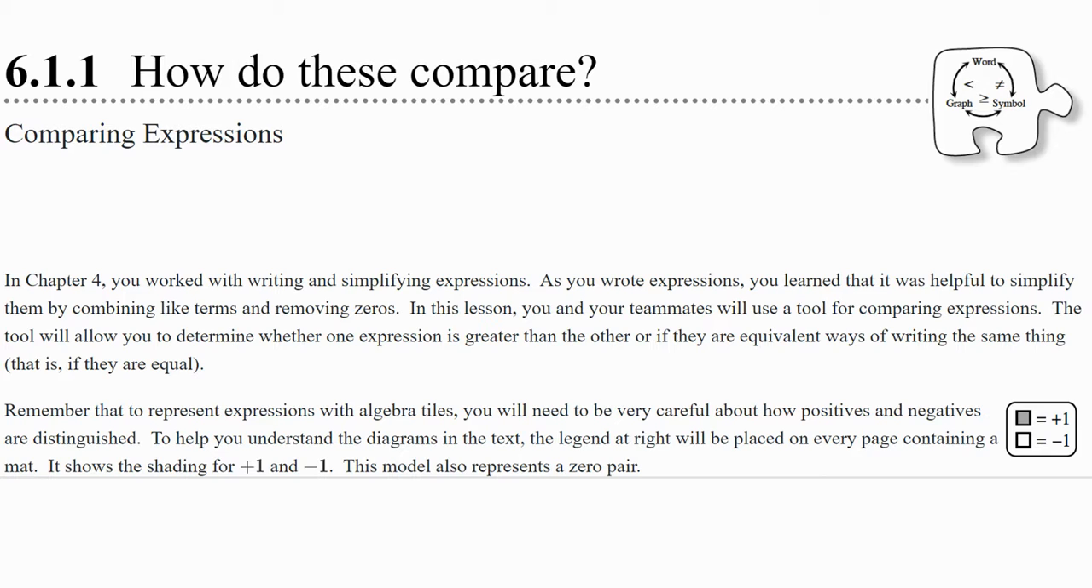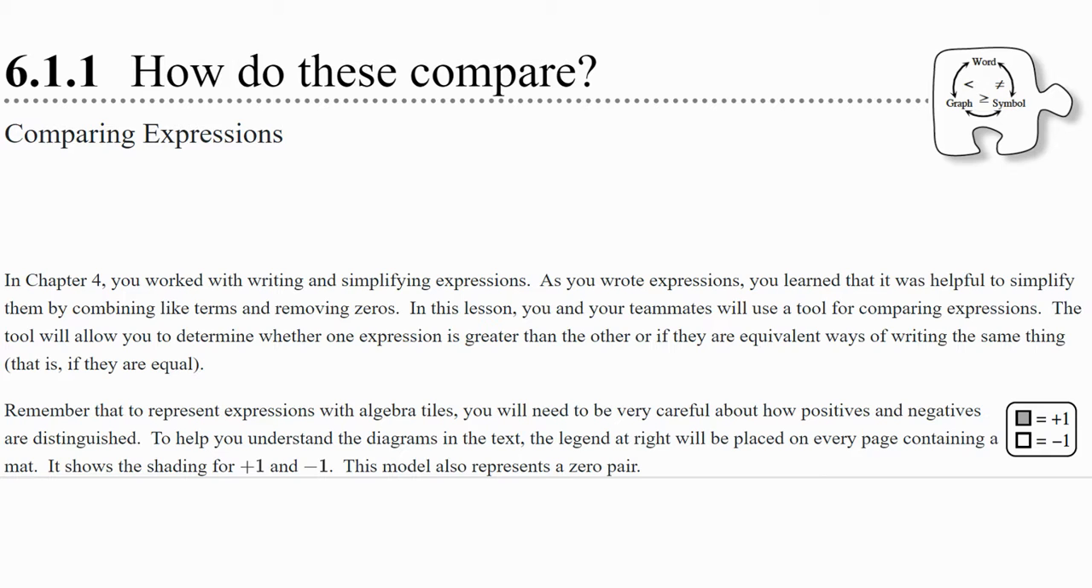All right, so how do these compare? We're going to compare expressions. In chapter 4, you worked with writing and simplifying expressions. As you wrote expressions, you learned that it was helpful to simplify them by combining like terms and removing zeros. In this lesson, you and your teammates will use a tool for comparing expressions. The tool will allow you to determine whether one expression is greater than the other, or if they are equivalent ways of writing the same thing, that is, if they are equal.